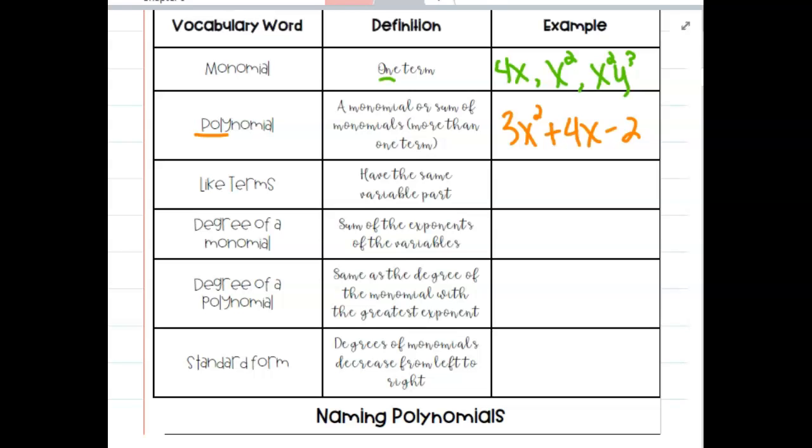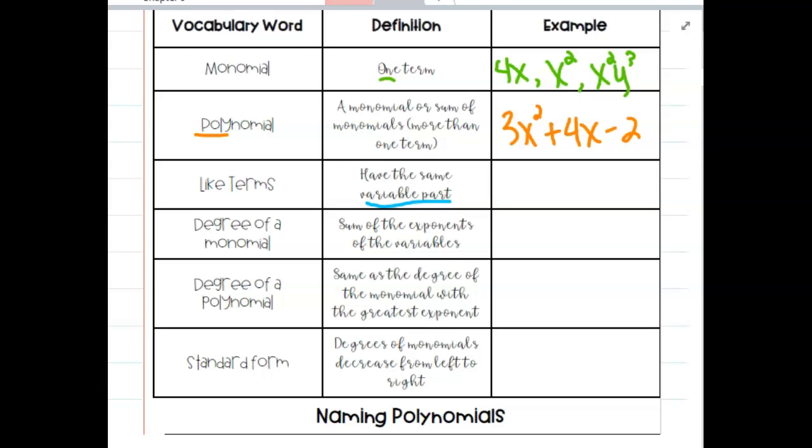One of the things we're going to start talking about today, and we'll focus more on it tomorrow, is the idea of like terms. We've talked about this a little bit so far this year. Whenever we talk about like terms, it's been an x and an x are like terms, a y and a y are like terms, x and y are not like terms. It's that same idea, just extended a step further. Like terms have the same variable part, and the variable part has to match exactly.